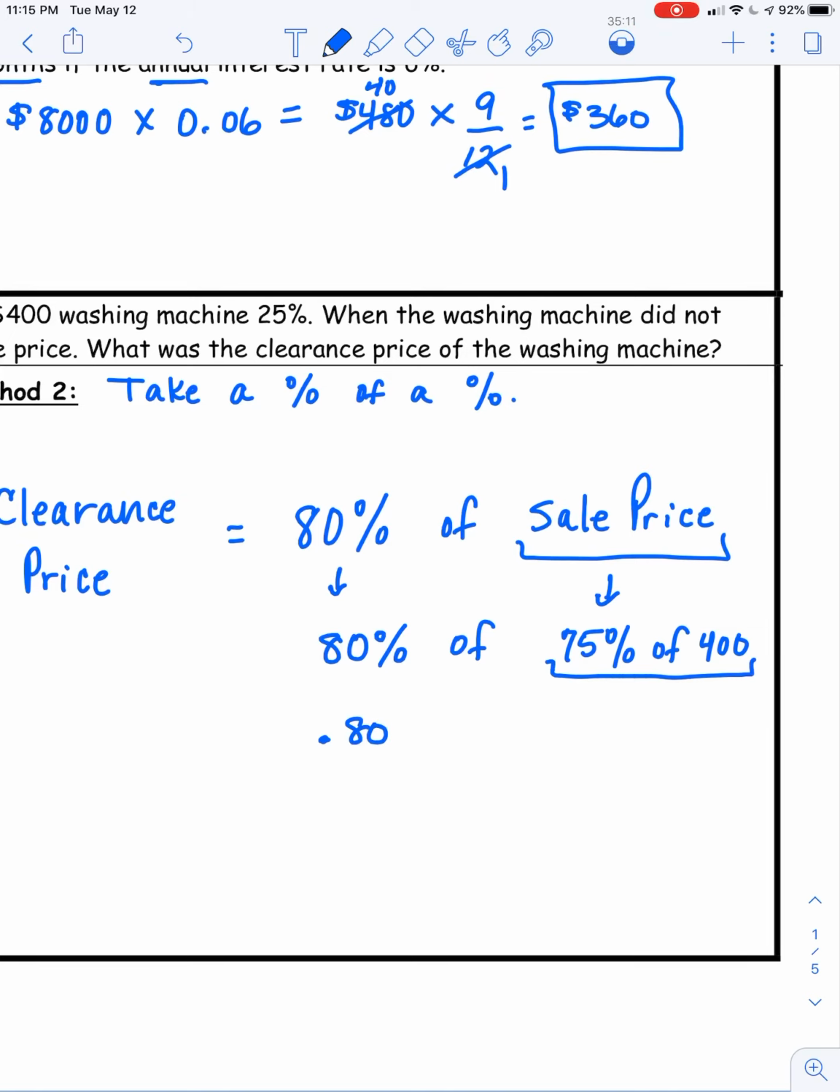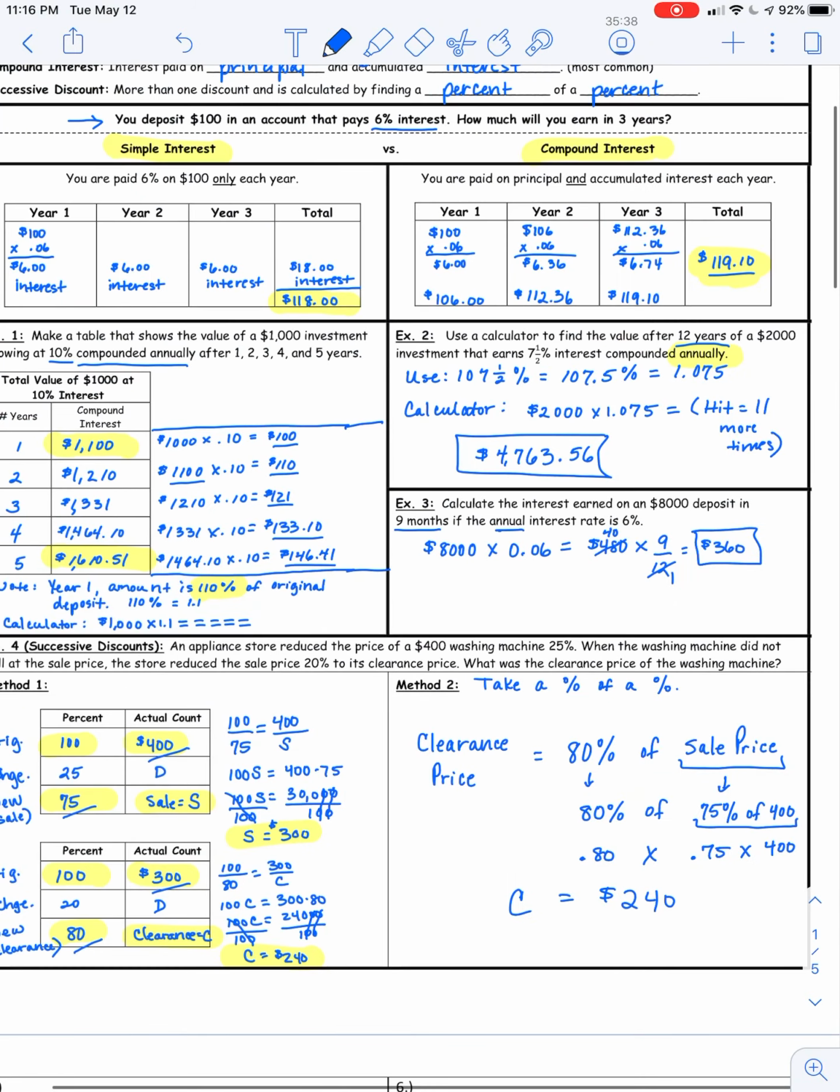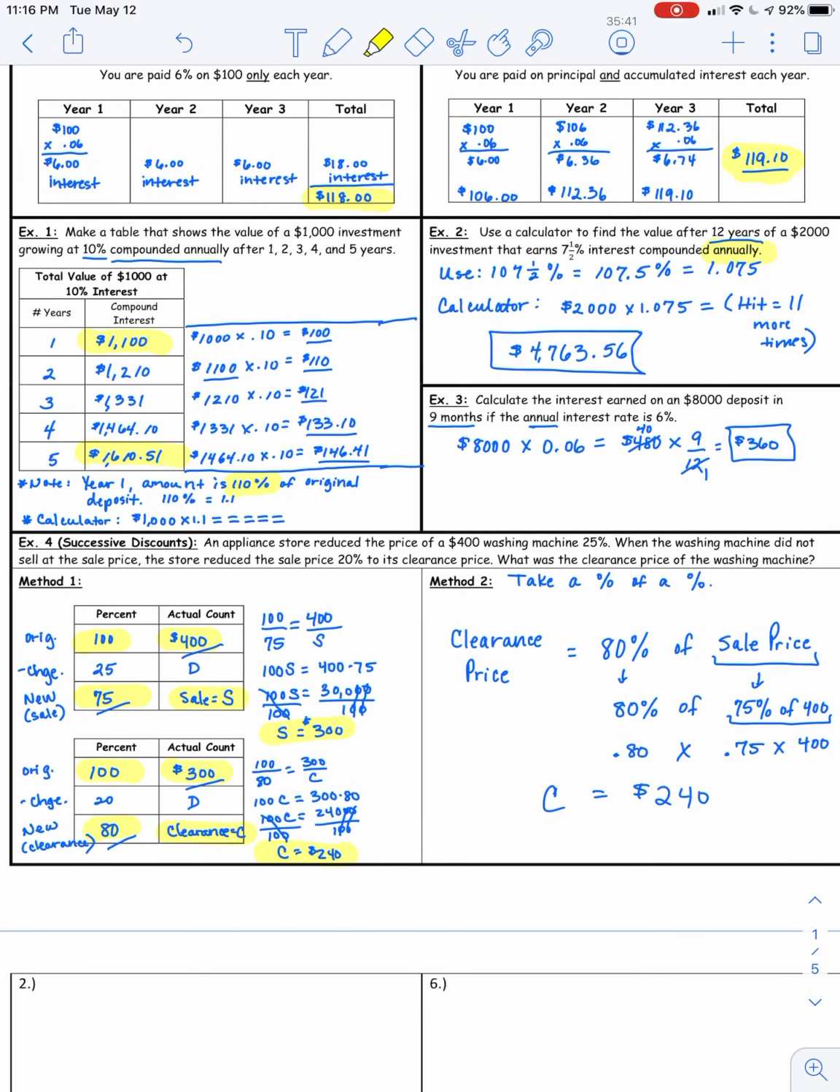Now let's just turn these into decimals. So I have 0.80, of means multiply, 75% is 0.75, of means multiply, and 400. Use your calculator that you have sitting there beside you, and let's do that math in our calculator to make this as painless as possible. So 0.80 times 0.75 times 400 equals $240. So the clearance price is $240. So look at that. Was that a lot easier? You got the same answer with much less work on method 2.